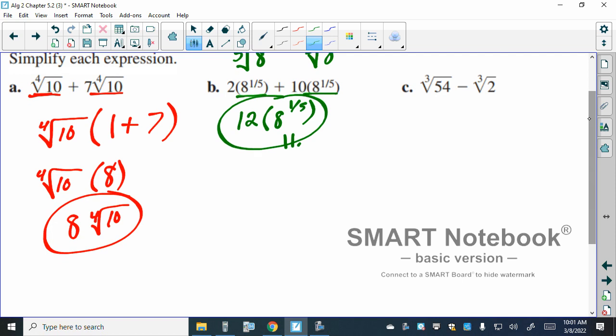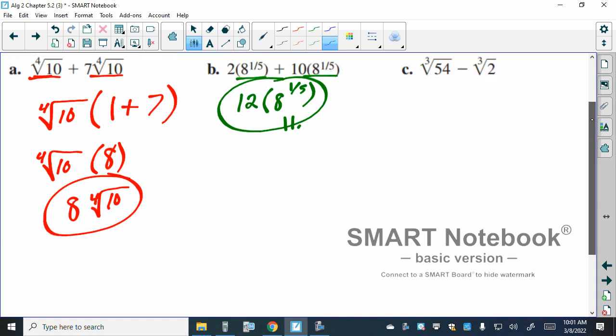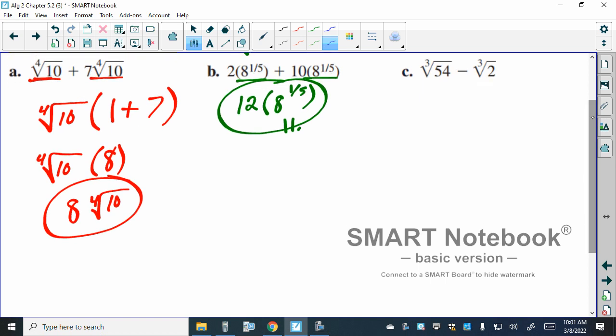Now that brings us to example C. Both of these do have cubed roots, but one of them is a 2 and the other is a 54. The only way we'd be able to add or subtract is if the roots are the same and what's inside of them is the exact same. So before we can say that's it, we need to see, can I actually reduce 54? Can I reduce the cubed root of 54?